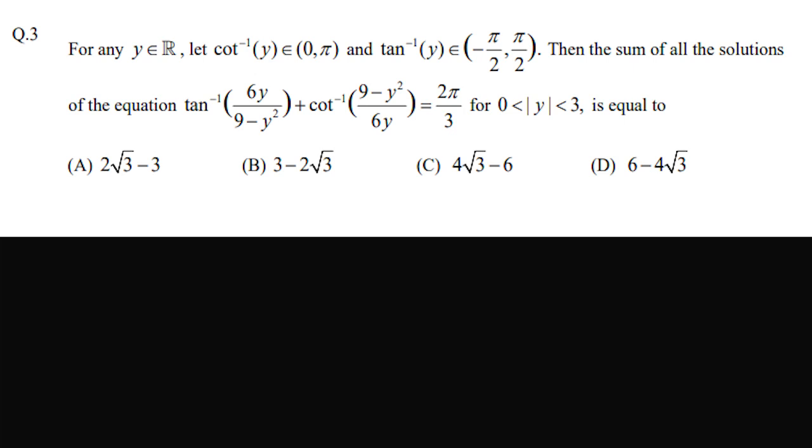Now essentially we are given tan inverse 6y upon 9 minus y square plus cot inverse 9 minus y square upon 6y, and this is equal to 2 pi by 3, and we are given that mod y lies between 0 to 3.